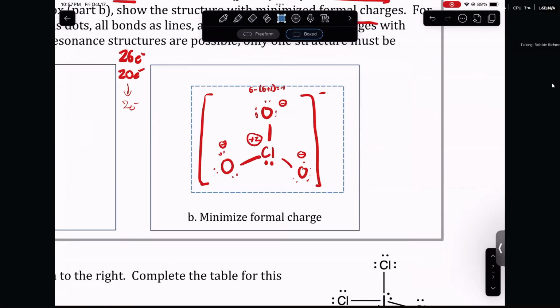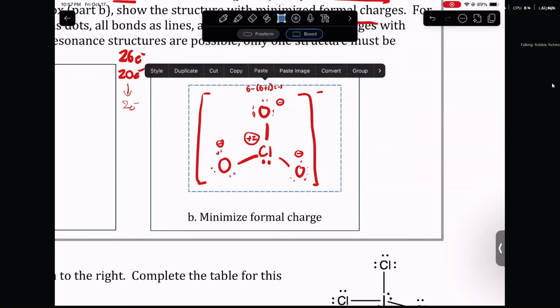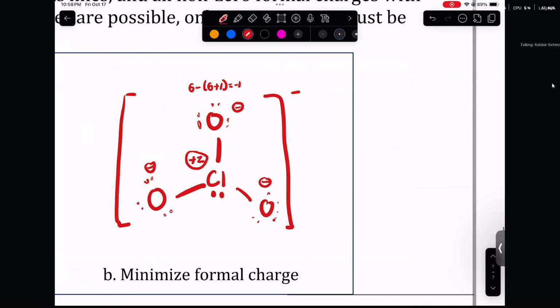Alrighty, so immediately when I have a fully drawn out molecule and it has no double bonding and we're trying to minimize formal charges, I start throwing double bonds just to see how that affects the overall formal charge. So for this oxygen, let's just make this a double bond. And let's see, we have 6 valence electrons. I see 4 dots in 2 lines. That formal charge is going to be 0 now. Look at that.